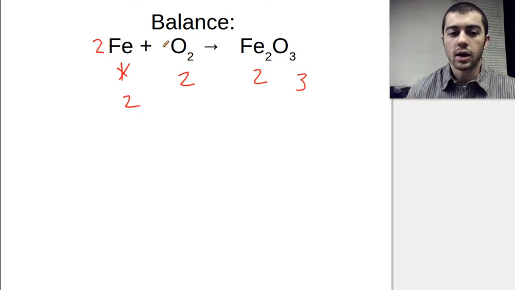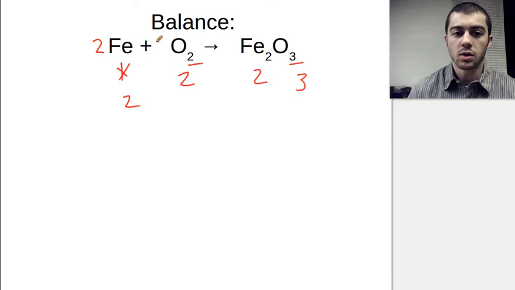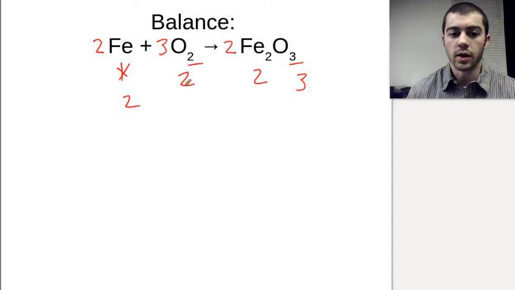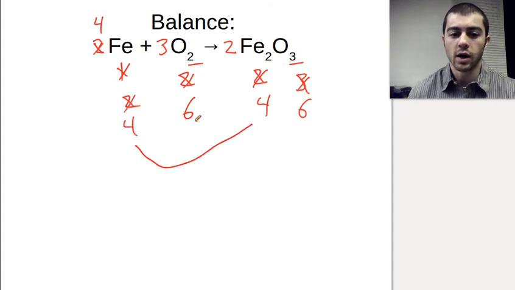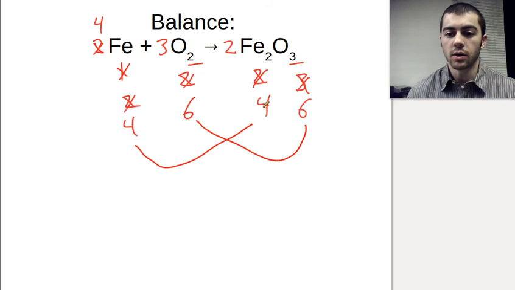But it could also be done with the multiple method. So we could essentially see that the multiple of 2 and 3 here would be 6. To get there, we would put a 3 here and a 2 here. So now we have 6 oxygens, 6 oxygens. Now though, we have 4 irons. To correct for that, we need to change this into a 4. So now we have 4 irons, 6 oxygens, 6 oxygens. So both of these balance out now.